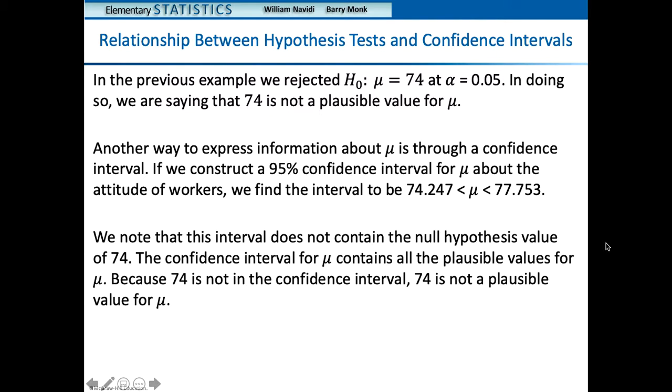So the confidence interval for mu, we would say, contains all of the plausible values for mu. And because 74 is not in the interval, again, this result tells us that 74 is not a plausible value for the population mean, right? So what this does is it just highlights, yes, these are two different ways of analyzing a population, but the results are consistent with each other because both methods tell us that 74 is not a plausible value for the population mean.